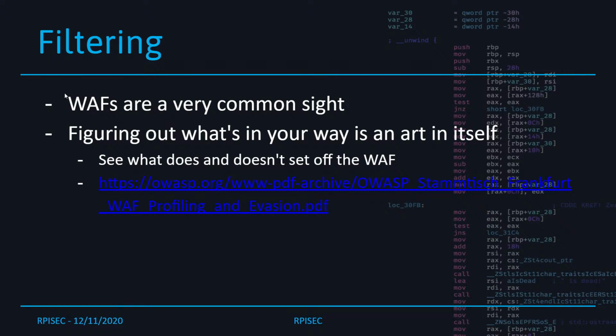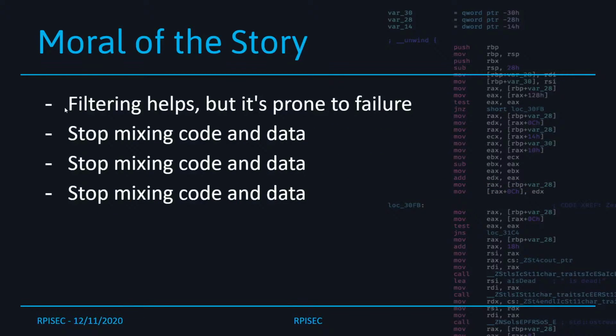So they're a very common sight, and finding out what is in the way can be an art in itself. You're probing to see, well, what pisses off the WAF? What doesn't? And this thing linked here, which you just search OWASP WAF profiling, you'll find that. It's a nice little presentation about that, albeit with some really stale memes in it. Seems about right for OWASP, I think. But you can imagine it's a lot like trying to identify something in a black box situation, where you make inputs, you see outputs, and based on exactly how the server responds to you, you can figure out exactly what you're dealing with.